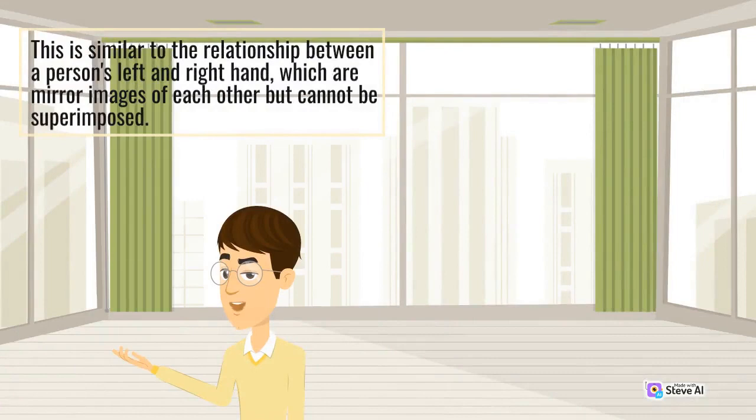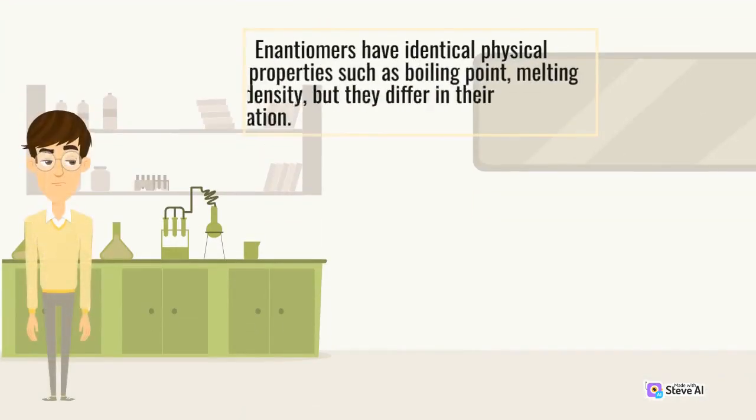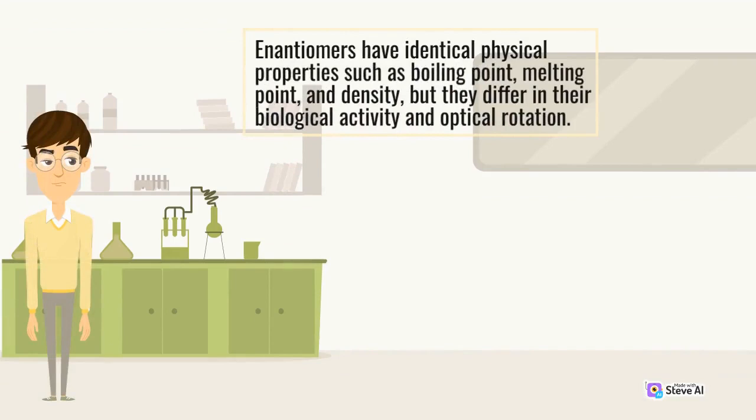This is similar to the relationship between a person's left and right hand, which are mirror images of each other but cannot be superimposed. Enantiomers have identical physical properties such as boiling point, melting point, and density, but they differ in their biological activity and optical rotation.